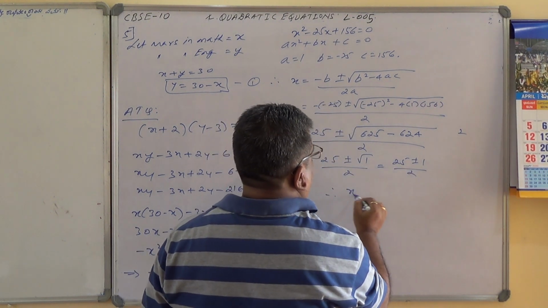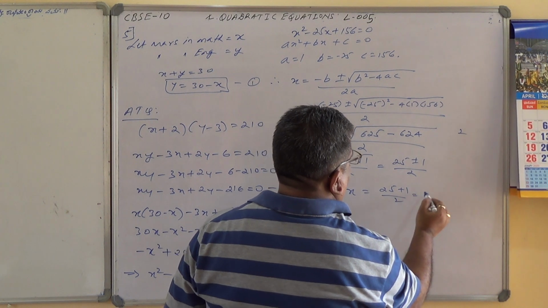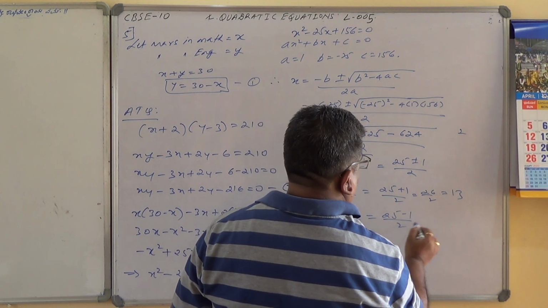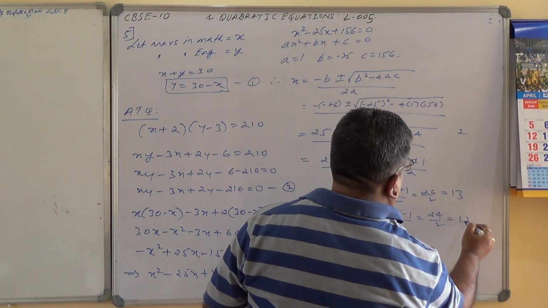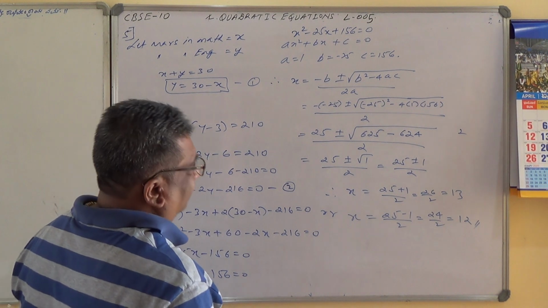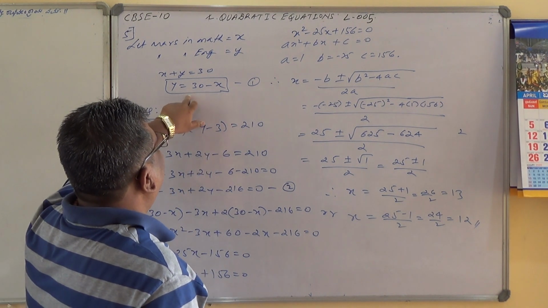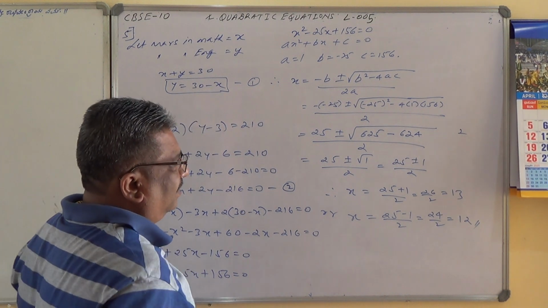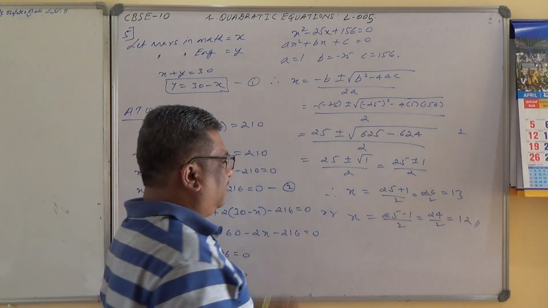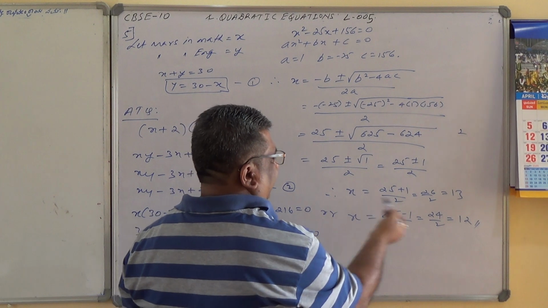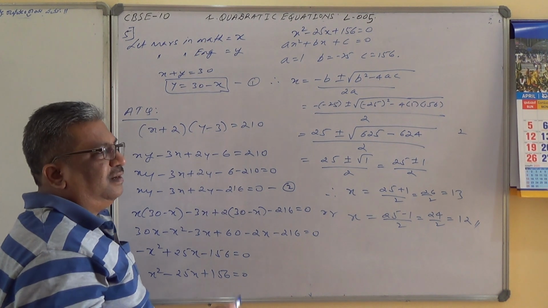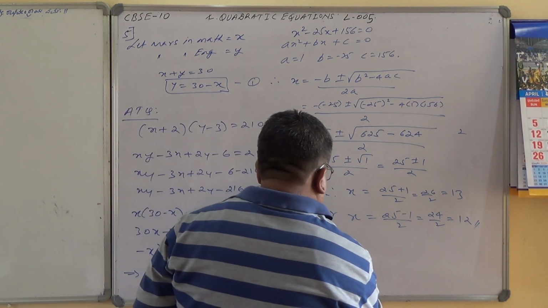Therefore, the two values of x are x equals 25 plus 1 by 2, which is 26 by 2, which is 13, or x equals 25 minus 1 by 2, which equals 24 by 2, which is 12. If x is 12, it is correct only. X equal to 13 is also possible, 12 is also possible. Please listen very carefully. You have got x has two values here. If x has two values, then we have to have two cases. Let's see case 1, case 2.